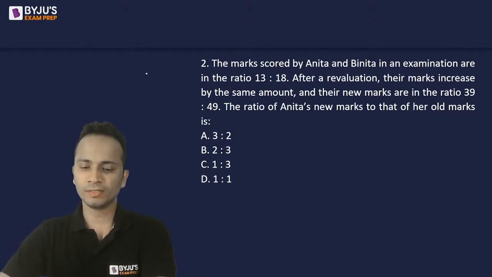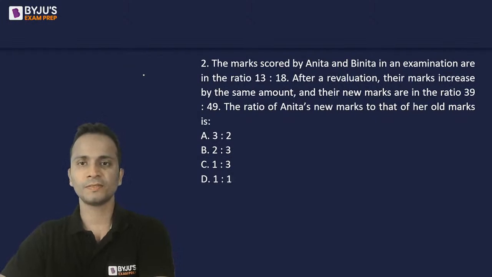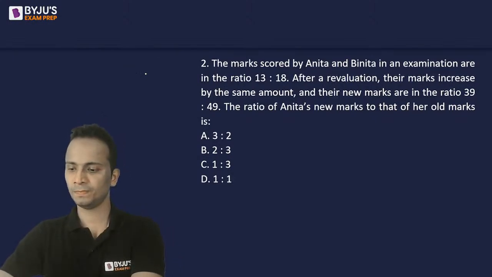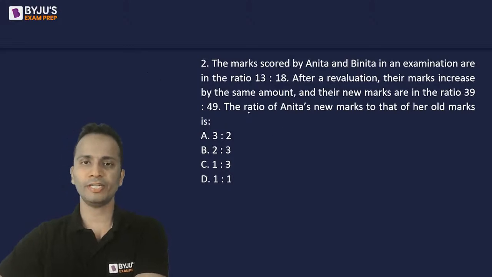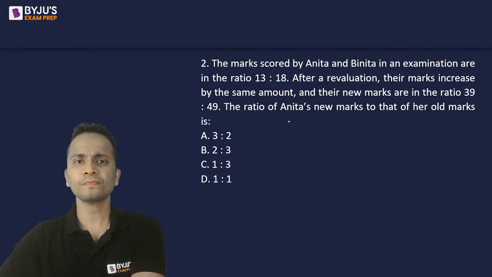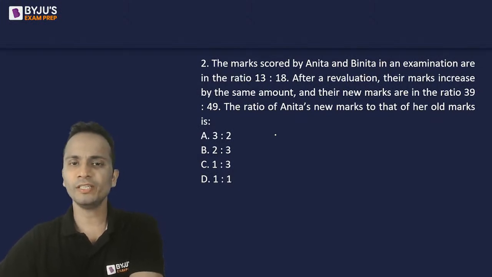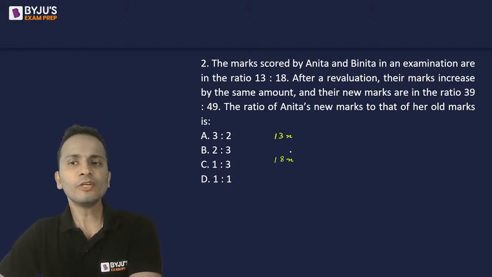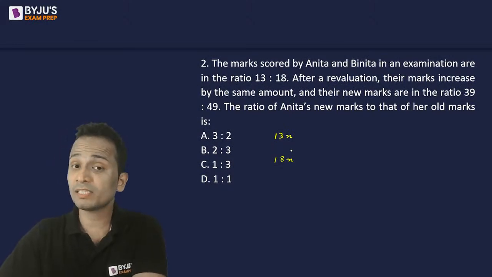Any answers for this one? All right. Now let me start with this, and once you get the answer, you are free to post it in the chat box. Now, originally the marks of Anita and Vinita are in the ratio 13 is to 18. So I'll assume the original marks as 13x and 18x, right?